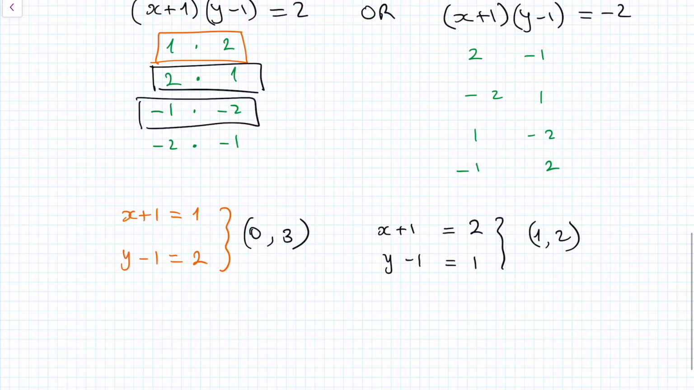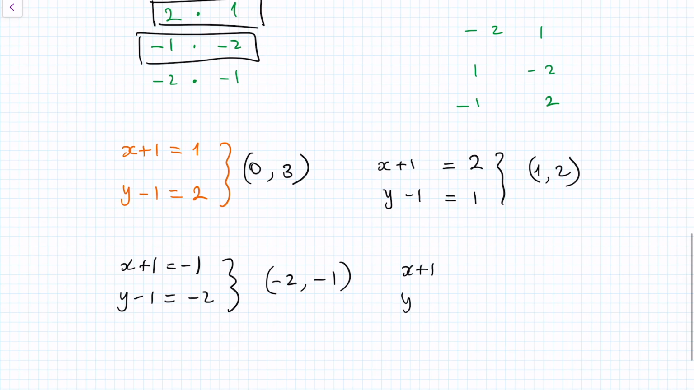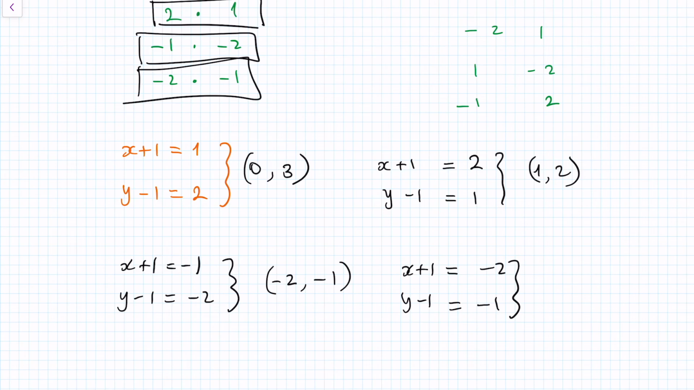The next set of solutions are we have x plus 1 is equal to minus 1. y minus 1 is equal to minus 2. So we have x is equal to minus 2, or let me write it as a coordinate. x is equal to minus 2, and y is equal to minus 1. Yep. And lastly, we have x plus 1, y minus 1. So x plus 1 is equal to minus 2. That's minus 1. Using this last possibility, so x must be minus 3. And y must be 0.